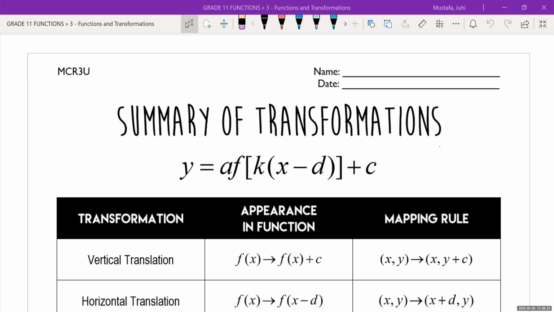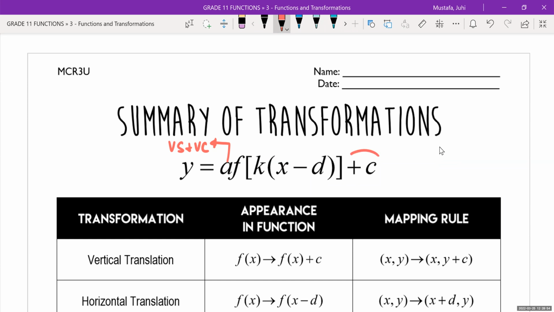We have talked about A. Does anyone remember what the letter A stands for? Yep, Sarah? Exactly. So the letter A stands for either a vertical stretch or a vertical compression. If it's a whole number, it's going to be a stretch. If it is a fraction, it's going to be a compression.